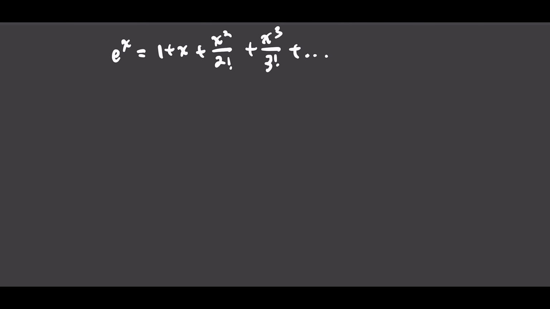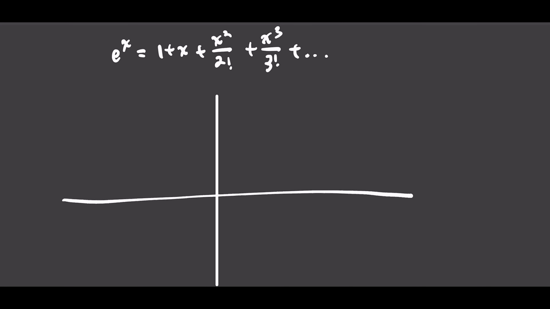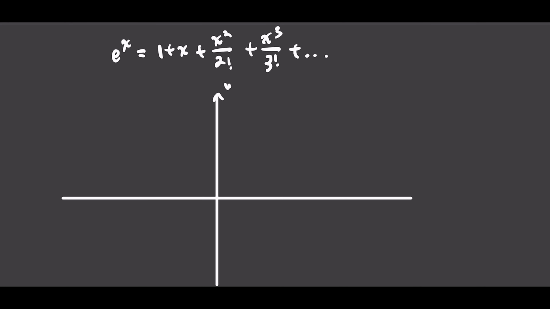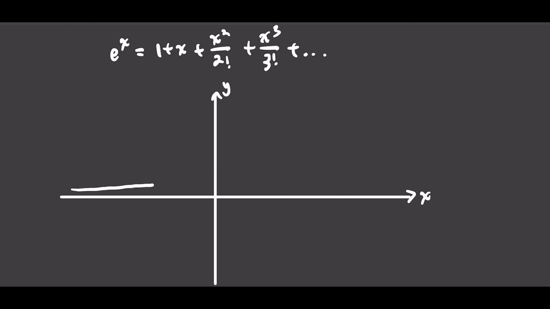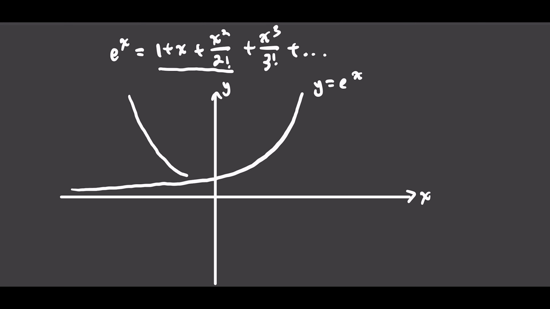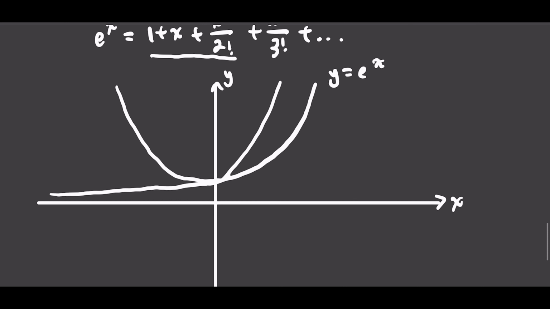Now let's use graphs to better understand how these approximations work. If we draw the graph of e to the power of x, we will get this. If we were to draw the graph of 1 plus x squared over 2, we'll get this graph. You can see that it slightly touches the graph of e to the power of x, and thus can be useful to approximate e to the power of x for around this region.